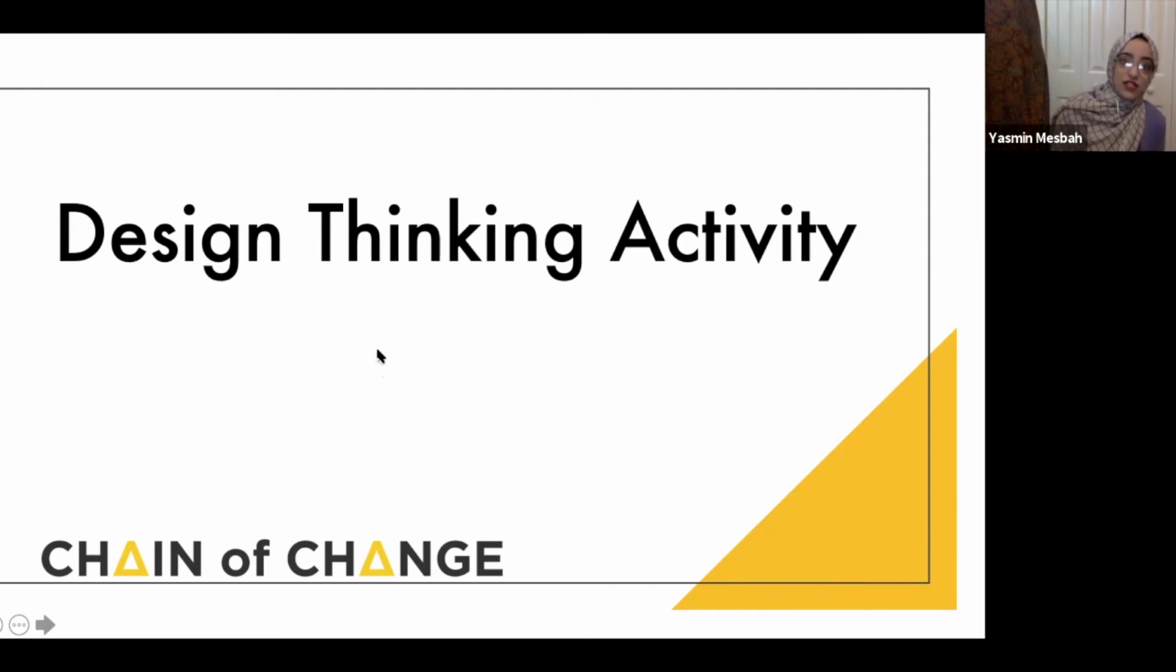How many steps are in the design thinking process? There are 5. Remember, we said empathy, define the problem, ideate, prototype, and test. So there are 5 there.